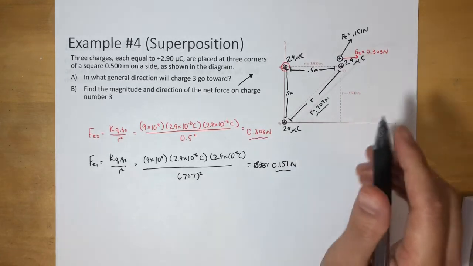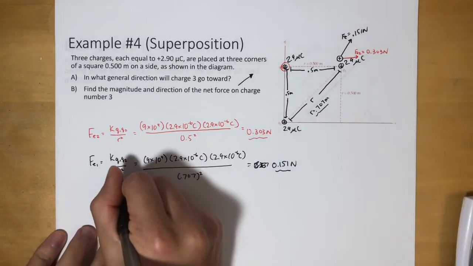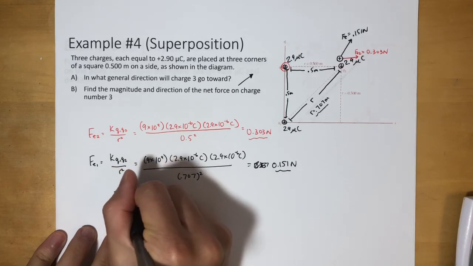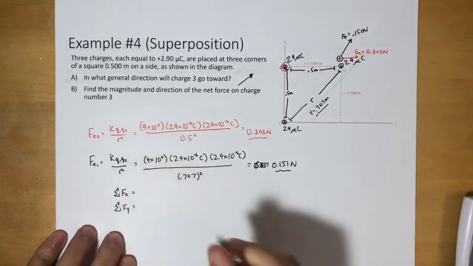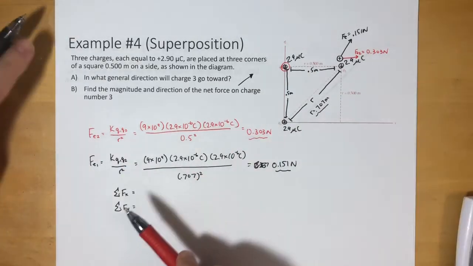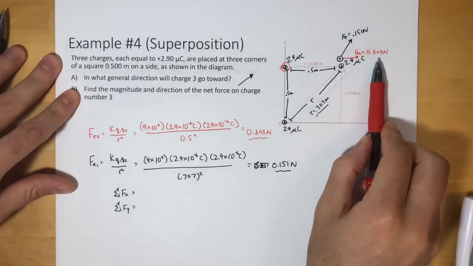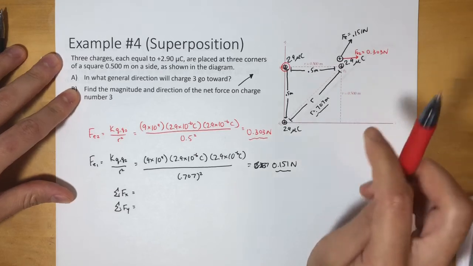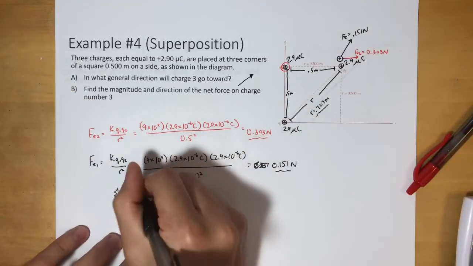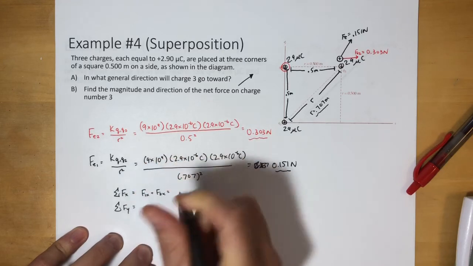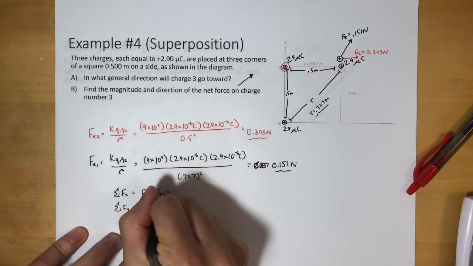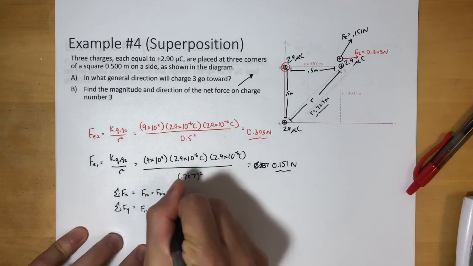So once we've combined this, now we want to find what all the forces are in the x direction and what all the forces are in the y direction. So let's first look at this red one. We can see this red one is 0.303. So let me just do it this way, I guess. F1 in the x plus F2 in the x is equal to, and then F1 in the y plus F2 in the y is equal to.